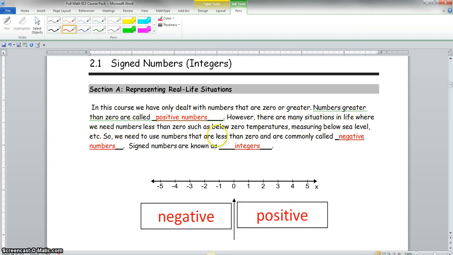However, there are many situations in life where we need numbers less than 0, such as below 0 temperatures, measuring below sea level, etc. So we need to use numbers that are less than 0 and are commonly called negative numbers. Sign numbers are known as integers.